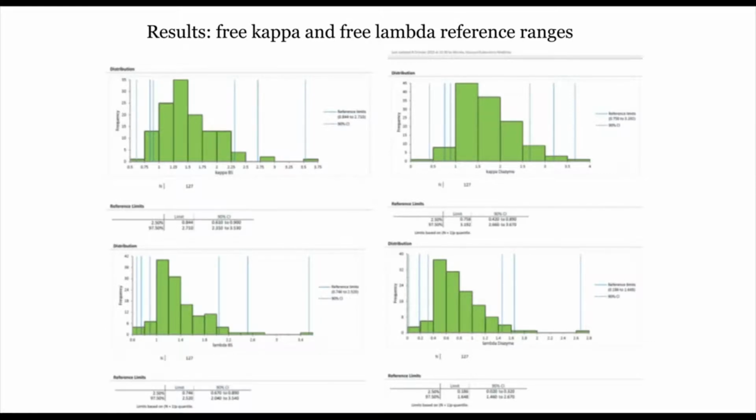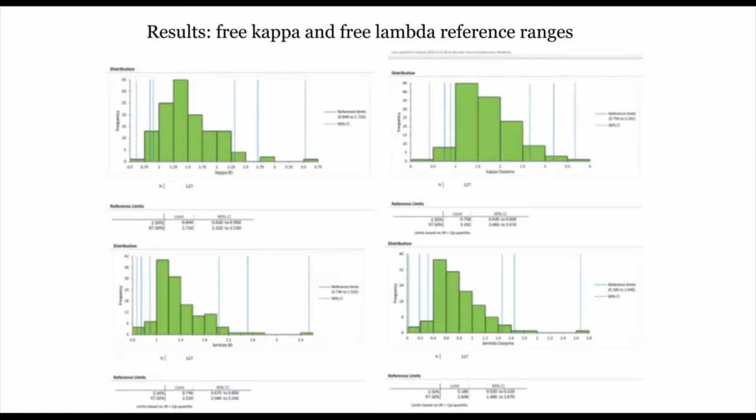In this slide, we show the reference ranges we obtained for measuring 127 presumed healthy donors. Based on the central 95 percentile, we find that within our local population, the reference range using the binding site assay for free kappa is 0.84 to 2.7 milligrams per deciliter, and 0.75 to 2.52 milligrams per deciliter for free lambda. The reference range using the Diazyme assay is 0.76 to 3.19 milligrams per deciliter for kappa, and 0.19 to 1.65 milligrams per deciliter for lambda.